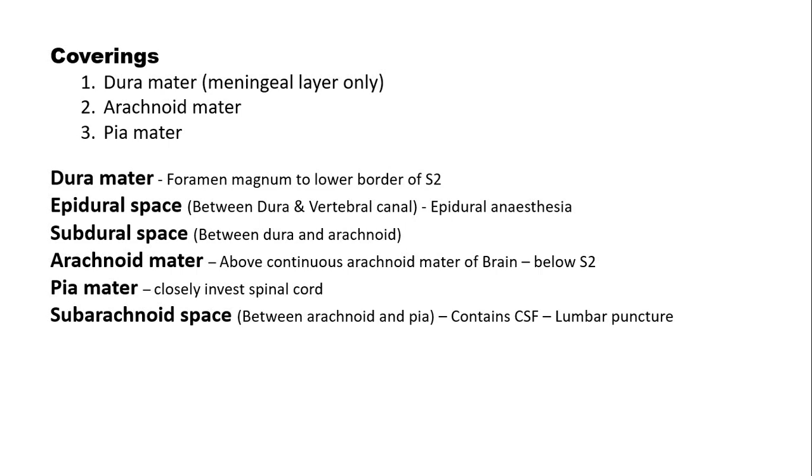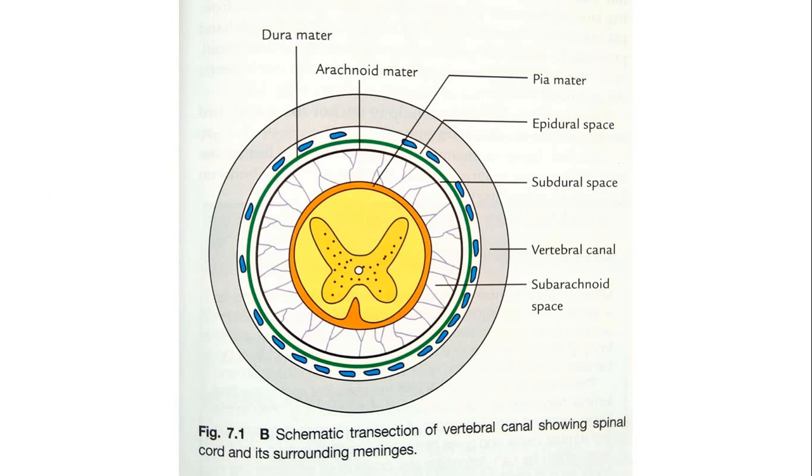Spinal cord is covered by three layers: dura mater, outermost, and arachnoid mater and pia mater. So you can see the dura mater, outermost, the green color one, then arachnoid mater, then this is the pia mater. The pia mater completely invests the spinal cord.